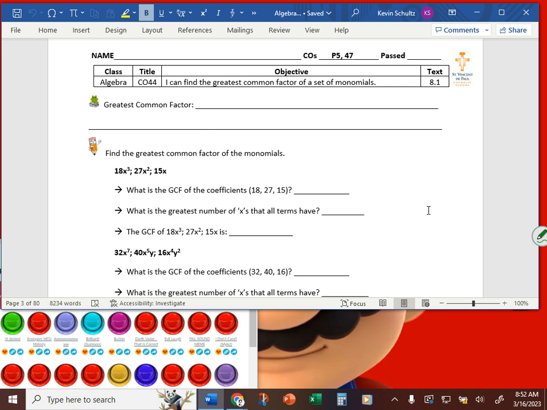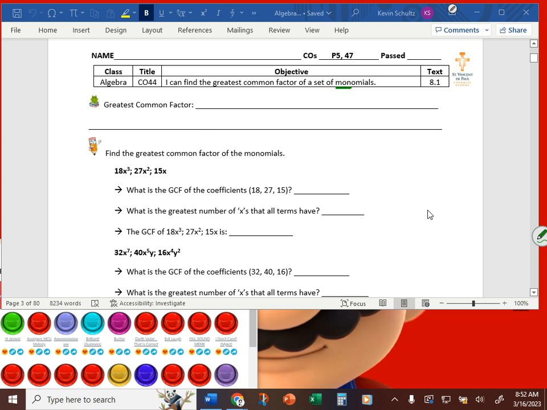Starting the greatest common factor of a set of monomials. What does the prefix mono mean? Mono means one. If you think about monorail, it's a one-rail track. If you think about monopoly, the word poly means many. You want to be the one who owns many. That's where monopoly comes from. But the word mono means one, and the word nomial, so it's kind of a combination there. Nomial just means terms. So we're talking about one-termed expressions.